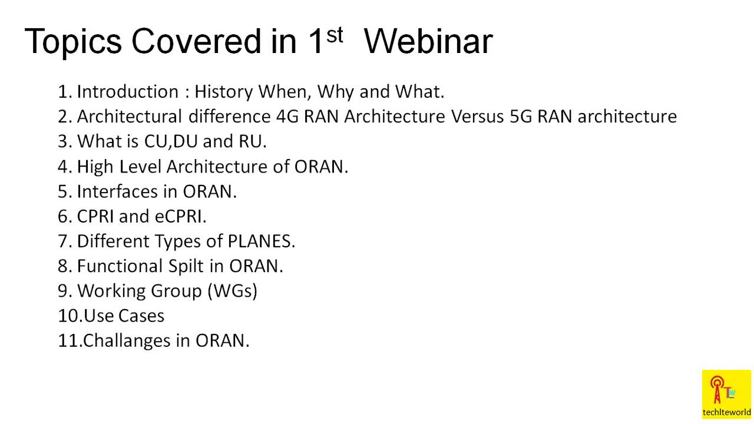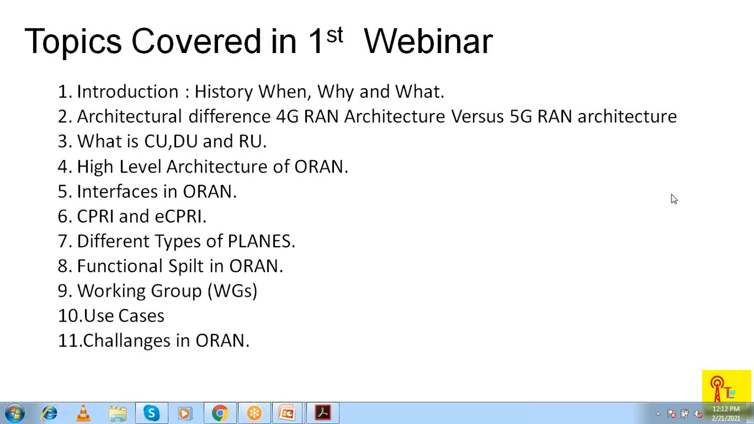The topics we covered in the last webinar: the introduction of Open RAN, when it came, its history, why it is needed, and what Open RAN actually means, in layman's language. Then we covered the architectural difference between 4G RAN and 5G RAN architecture. Then we covered CU, DU, RU, and the hardware and software used by different companies. Then we covered the high-level architecture of ORAN and the different types of interfaces in it.